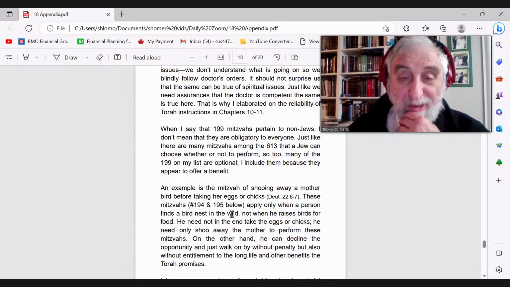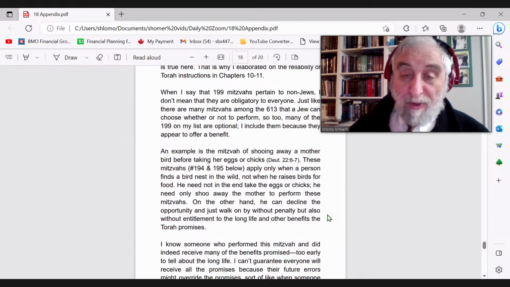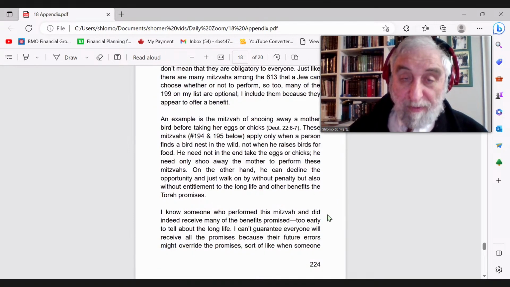But those mitzvahs apply only when a person finds a bird nest in the wild, not when he raises birds for food. He need not, in the end, take the eggs or chicks. He need only shoo away the mother to perform these mitzvahs. On the other hand, he can decline the opportunity altogether and just walk on by without penalty, but also without entitlement to the long life and other benefits the Torah promises.